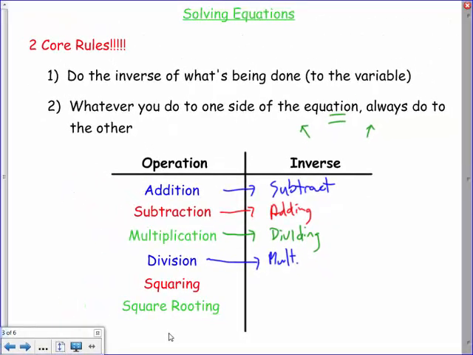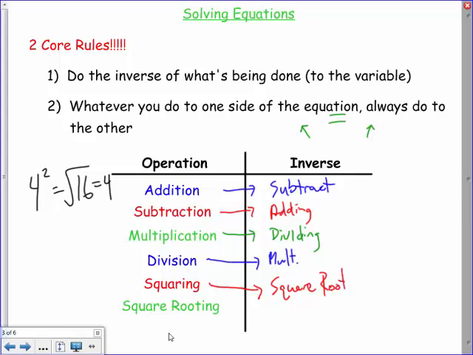Well, they kind of go together, right? If I square a number, for example, let's say I take 4 and I square it, that gives me 16. Well, if I'm going to go backwards and get back to 4, what would I do to that? I would square root it, right? So those are inverses. So whenever you see squaring, the inverse would be square rooting. And when you see square rooting, the inverse would be squaring.